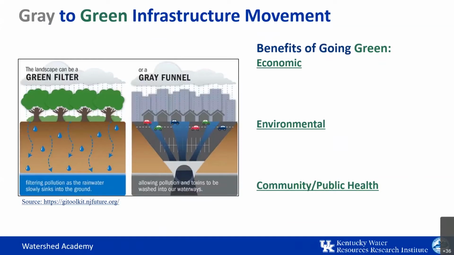You also may have heard about the gray to green infrastructure movement. And this is a description of the effort to transition away from traditional urban stormwater solutions to those that are based more on using plants and soils to reduce stormwater pollution. Traditional gray infrastructure is designed to move water quickly away from the built environment, includes the curbs, gutters, piping, and systems that we've all become familiar with.